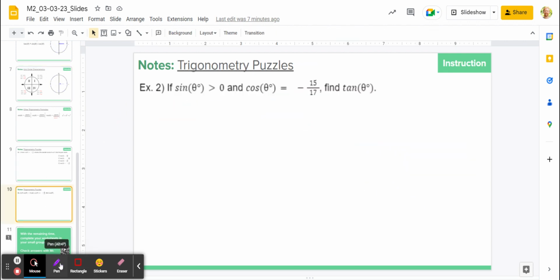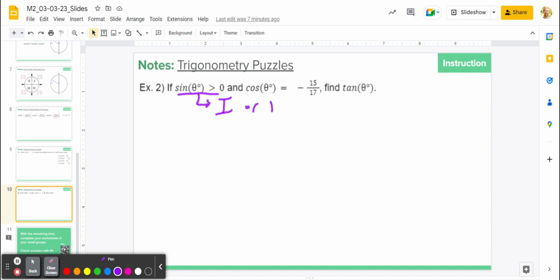So let's go back here. Let's jot that down. We know if sine is greater than 0, we're going to be in 1 or 2. We also know that if cosine is negative, that we are going to be in 2 or 3. So in this case, since we have to be in 1 or 2 for the sine requirement, or 2 or 3 for the cosine requirement, we are going to have to be in quadrant 2.